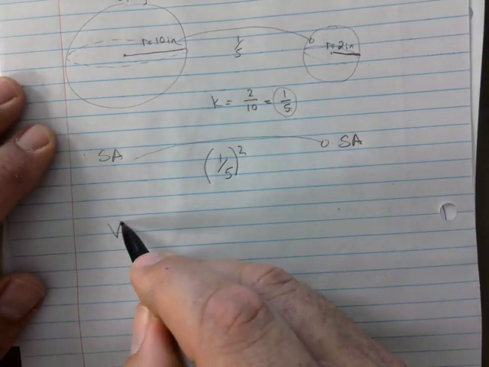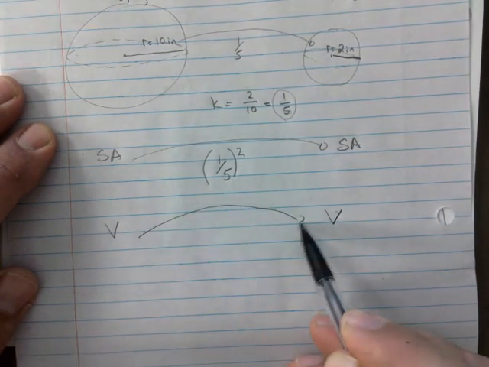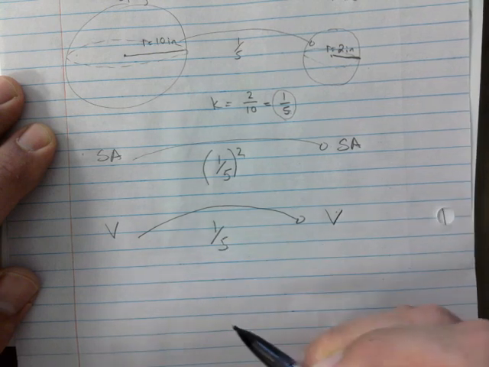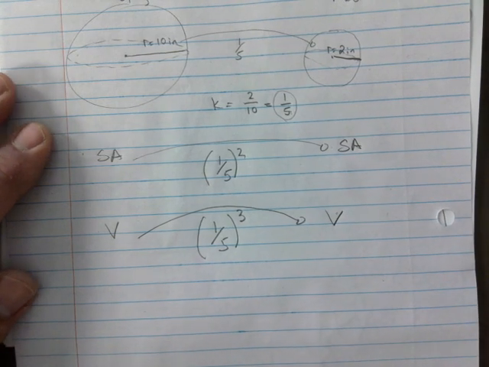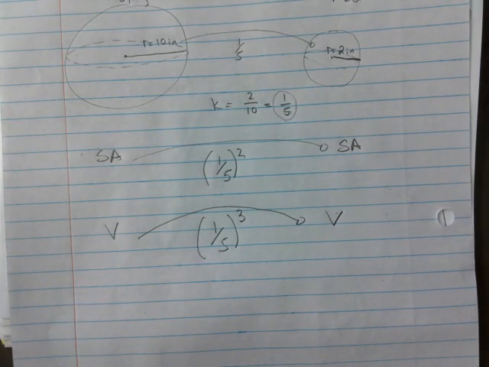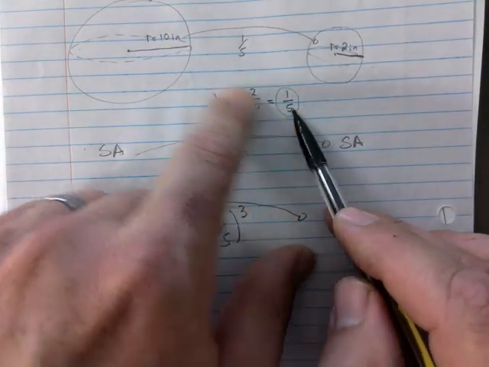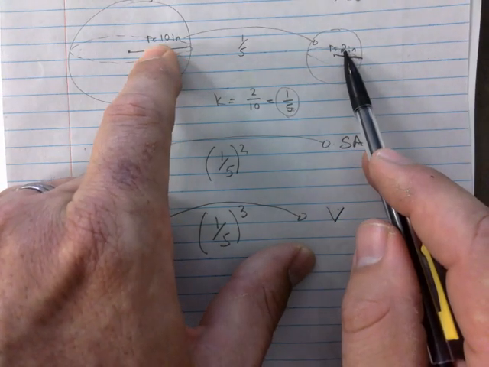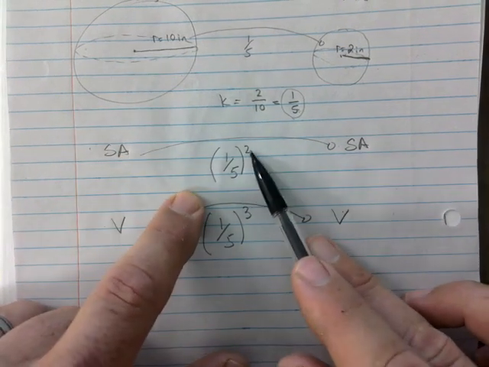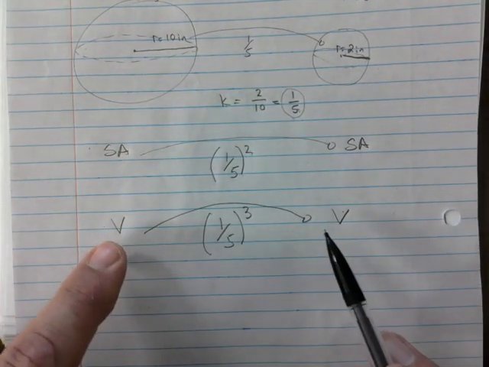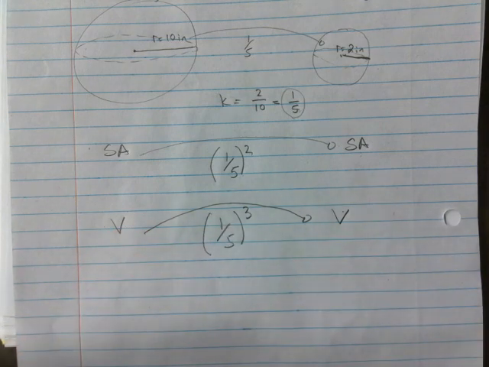To go from this volume to this volume, how will that have been affected? Not just 1/5, but 1/5 to the power of 3. That's how everything is related, okay? You start with your scale factor, and this 1/5 affected our one-dimensional radius. But if you had surface areas, you'd have to square it. If you had volumes, you'd have to cube it to see the relationship.